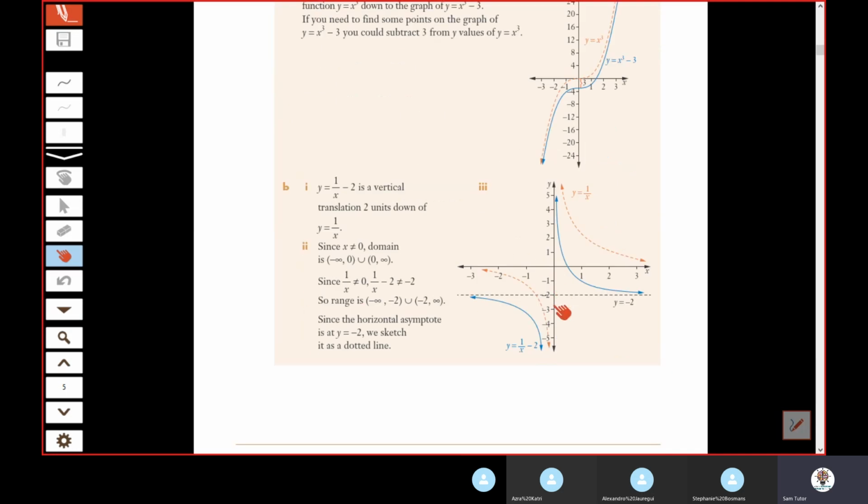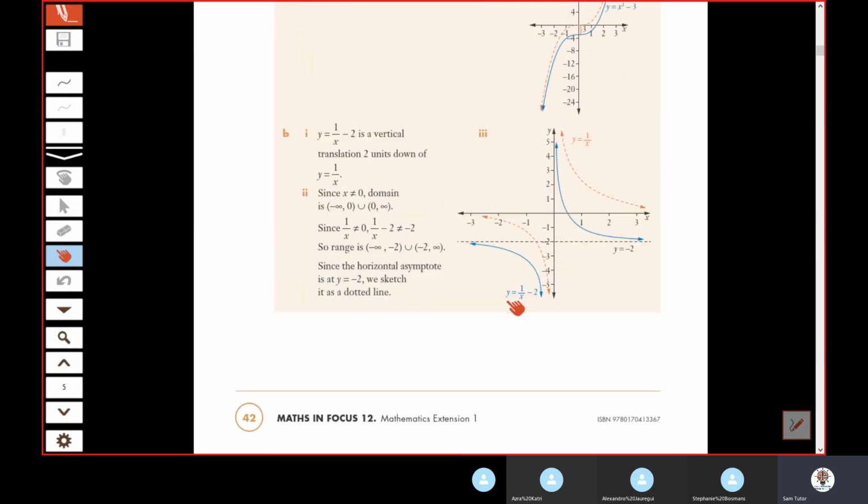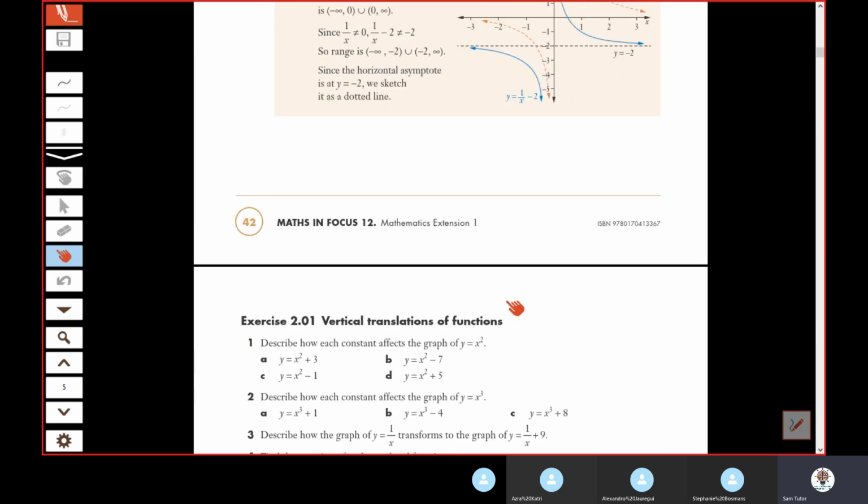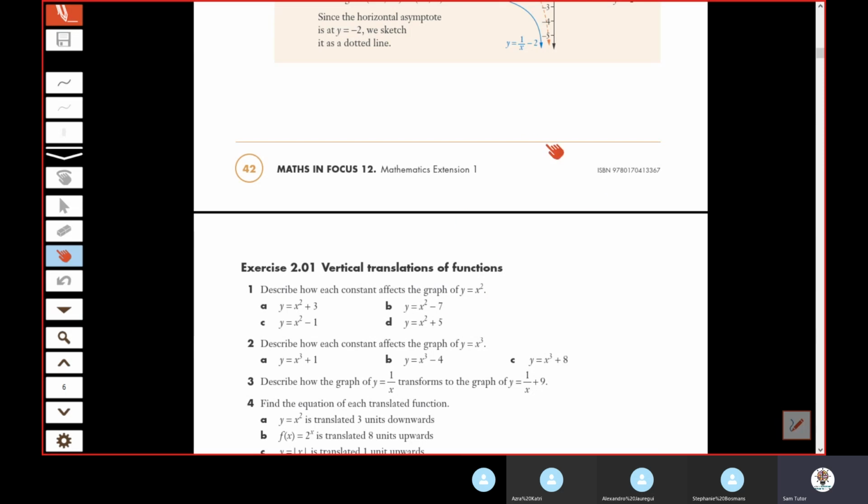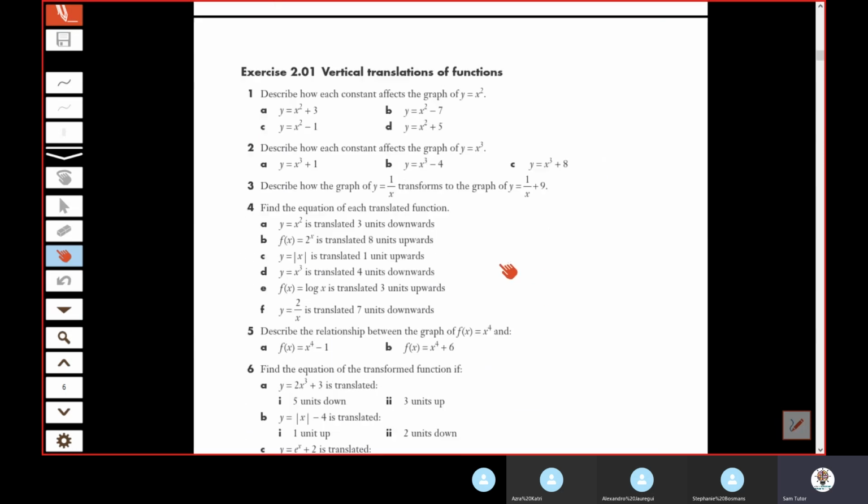So it'll look like this because you're shifting it down 2, right? So your orange curve had an asymptote here, but as you bring it down, your new asymptote is going to be at -2, which is here. Okay, so let me know if I'm going too fast. So vertical translation, tick. Translations are easy.